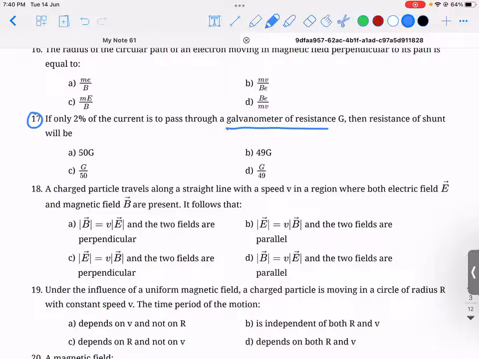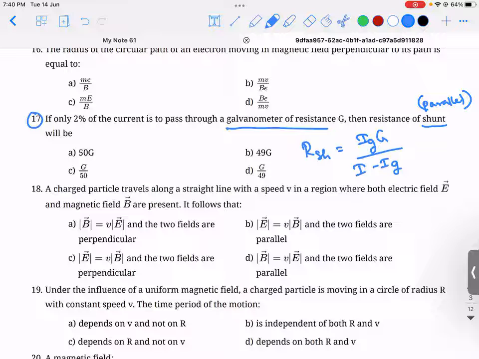Check your calculation. So then should it be 50G because the shunt resistance and the actual resistance should be in series and only 2% pass through? No, you're getting confused. Shunt itself means parallel. You cannot say shunt resistance will be in series. That is wrong. When you convert a galvanometer to an ammeter, you should always connect a shunt resistance in parallel. So this is the formula: R shunt is equal to Ig into G divided by I minus Ig.